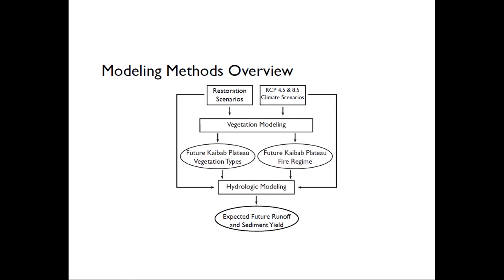Those go into the vegetation model, which predicts the future spatial distribution of vegetation types on the Kaibab Plateau, as well as the future fire regime. Those go into the hydrologic model, and the main output is expected future runoff. We also did a little bit of simple work with sediment yield, because that is one of the big risks associated with wildfire.